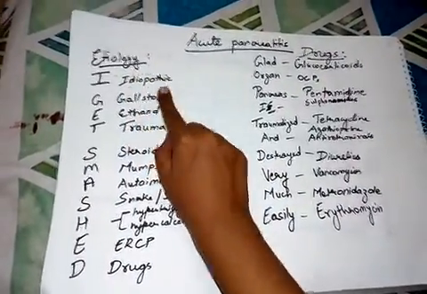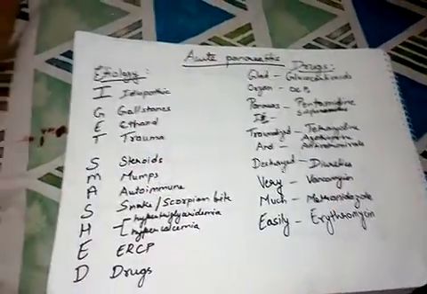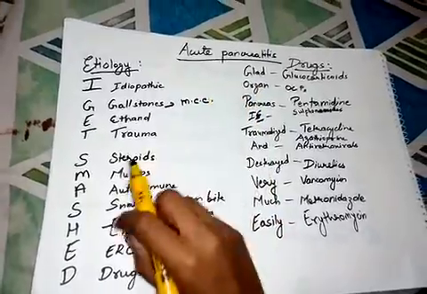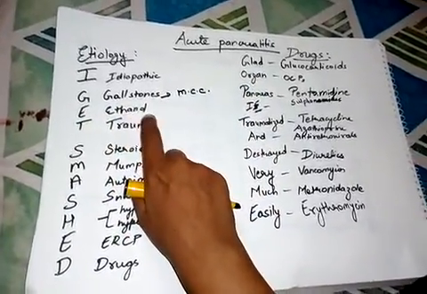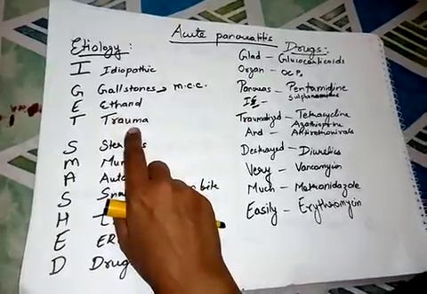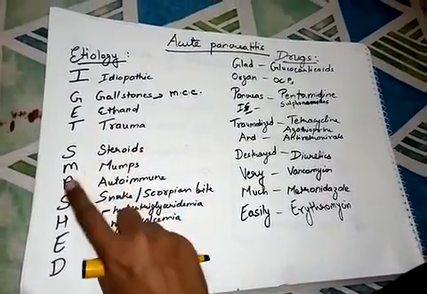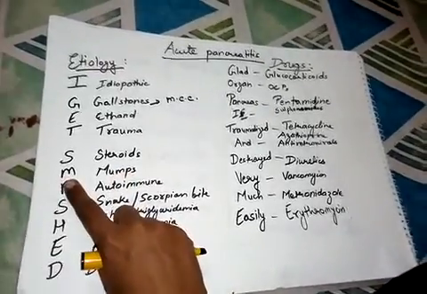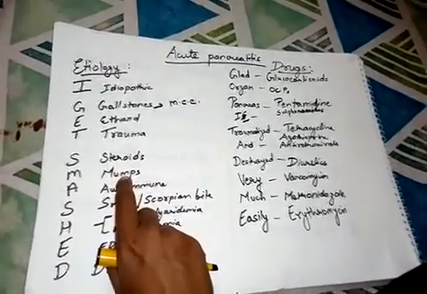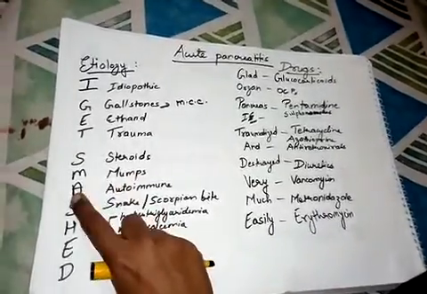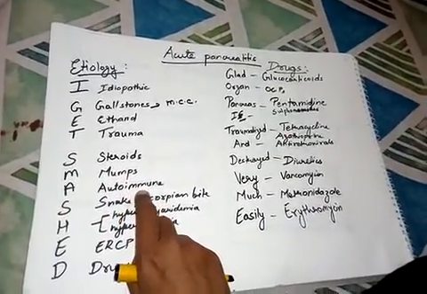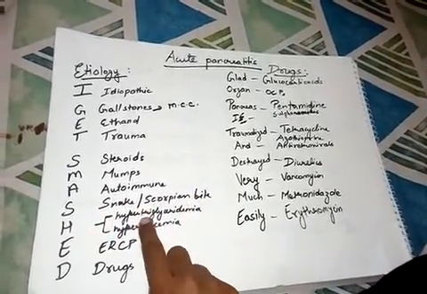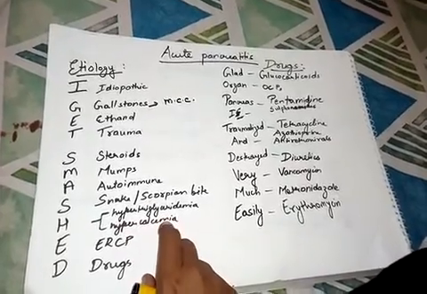I for idiopathic, G for gallstones, which is also the most common cause of acute pancreatitis. The second most common cause is ethanol or alcohol. Then T stands for trauma, S for steroids, M for mumps and other infectious diseases. M can also stand for certain malignancies, especially those which cause pancreatic duct obstruction. A for certain autoimmune diseases, S for snake or scorpion bite, H for hypertriglyceridemia and hypercalcemia.